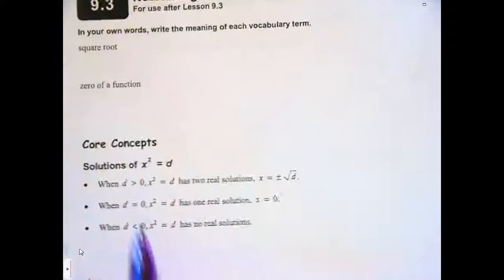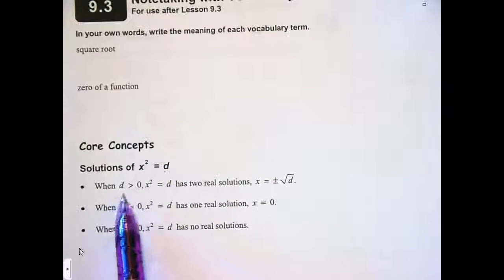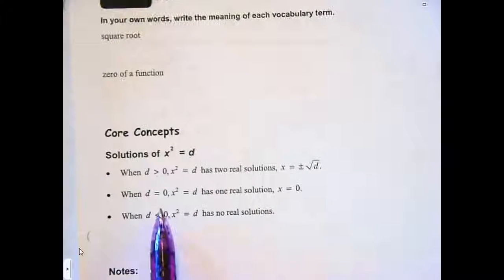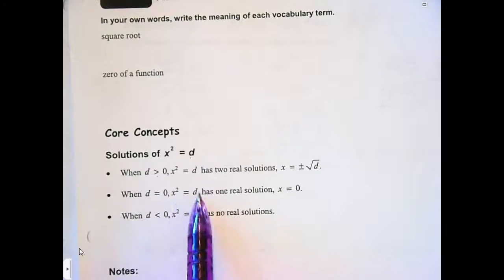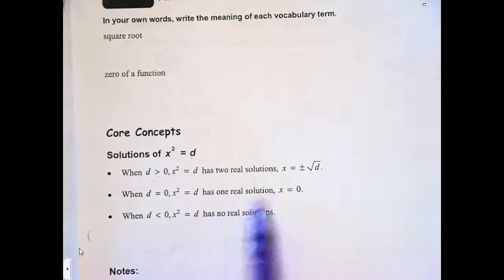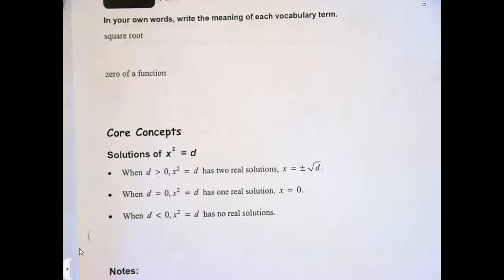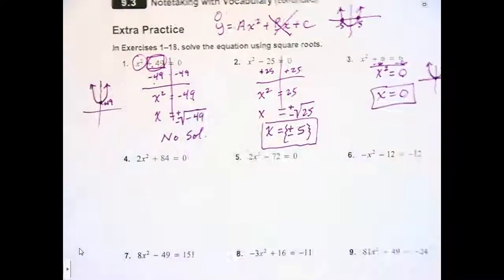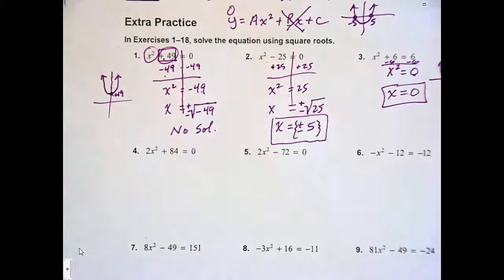They talked about when your d term is greater than 0, you're going to get two solutions. When your d term, the thing on the other side, is equal to 0, you get one solution. When your d term is negative or less than 0, you get no solutions. So this becomes your d term right here, that 0, that 25, and that negative. Any questions?